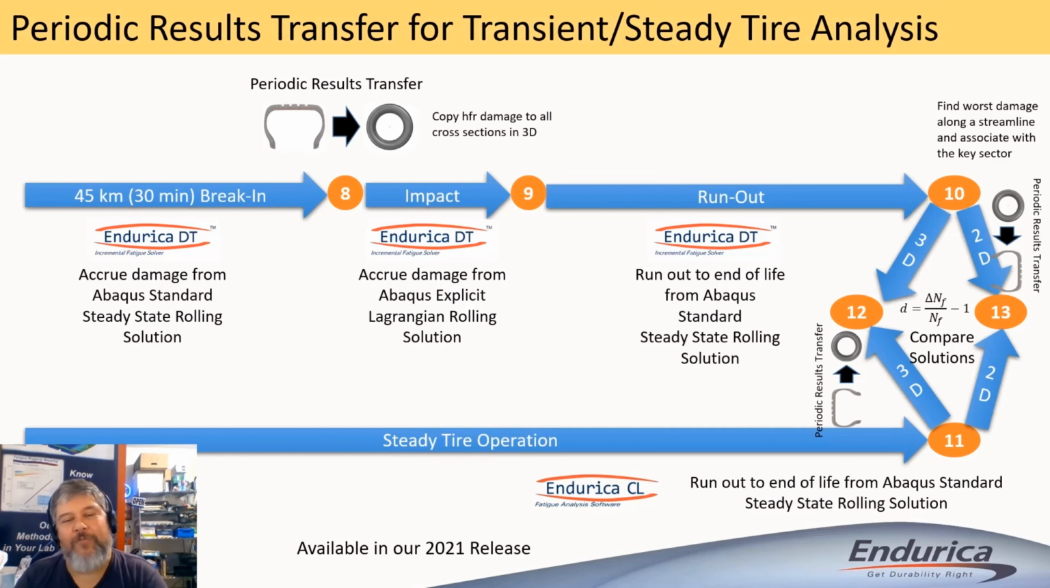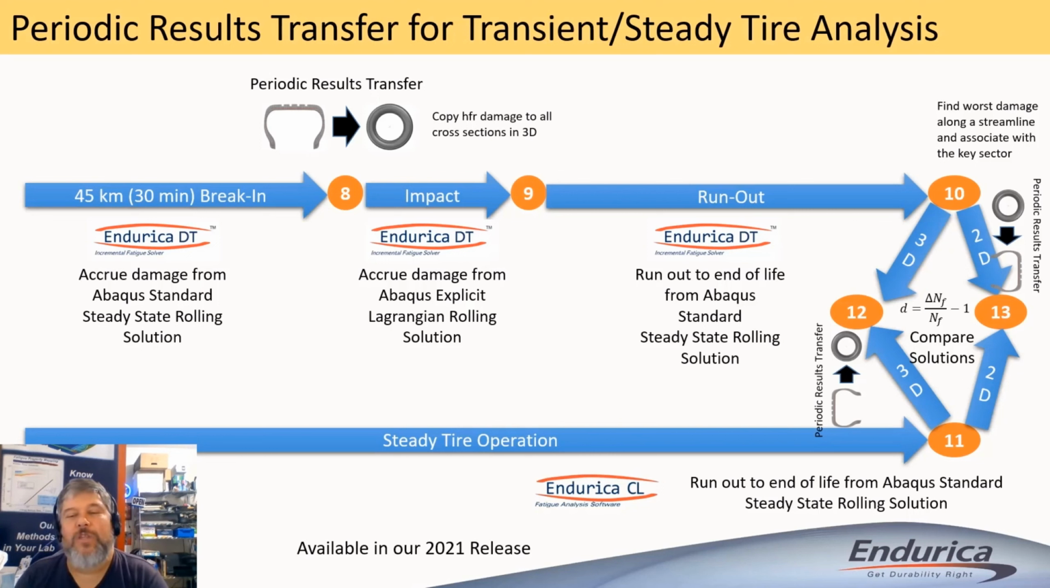And then finally, after we've completed the transient impact, then we can go ahead and use, again, the steady state solution to run out the tire to end of life. That brings us to step 10. And now, for comparison, we're going to take the same tire, run it at steady state conditions all the way to the end of life.